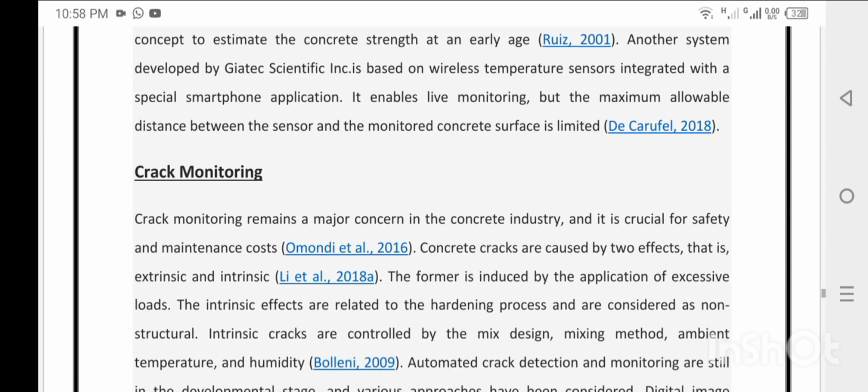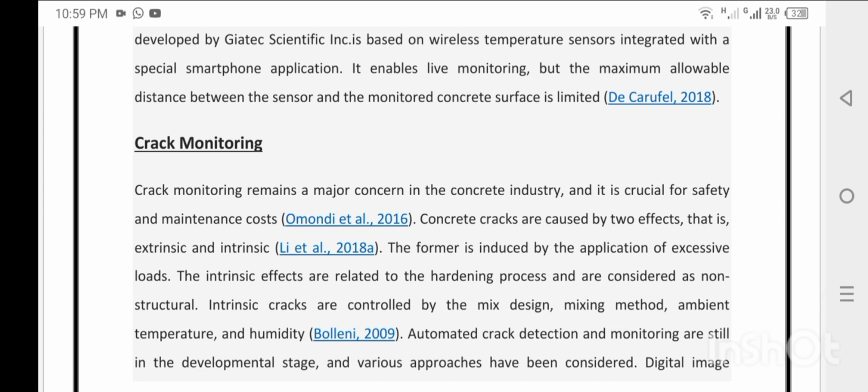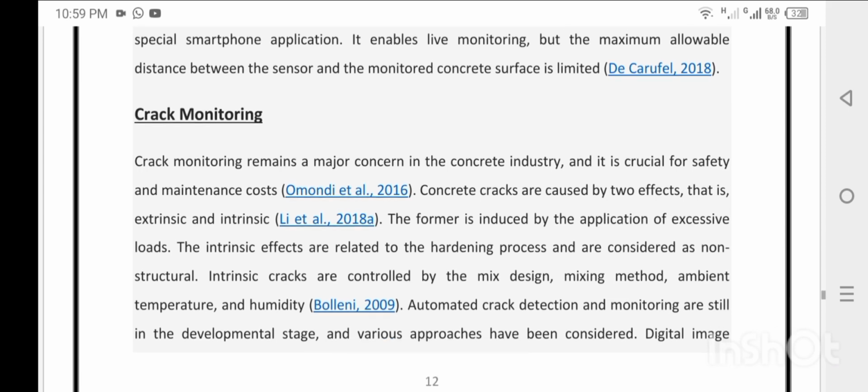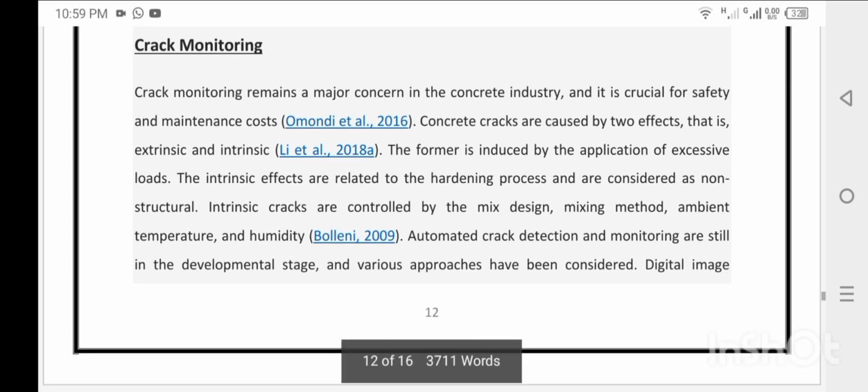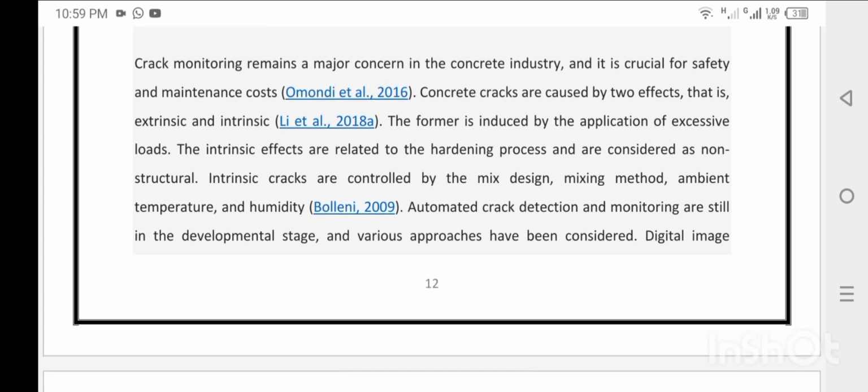Now we have crack monitoring. Crack monitoring remains a major concern in the concrete industry, and it is crucial for safety and maintenance cost. Concrete cracks are caused by two effects, that is extrinsic and intrinsic. The former is induced by the application of excessive loads. The intrinsic effects are related to the hardening process and are considered as non-structural. Intrinsic cracks are controlled by the mix design, mixing method, ambient temperature, and also humidity.